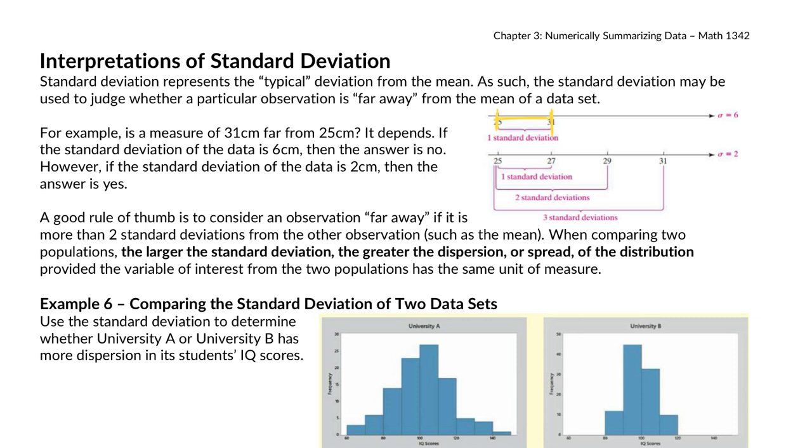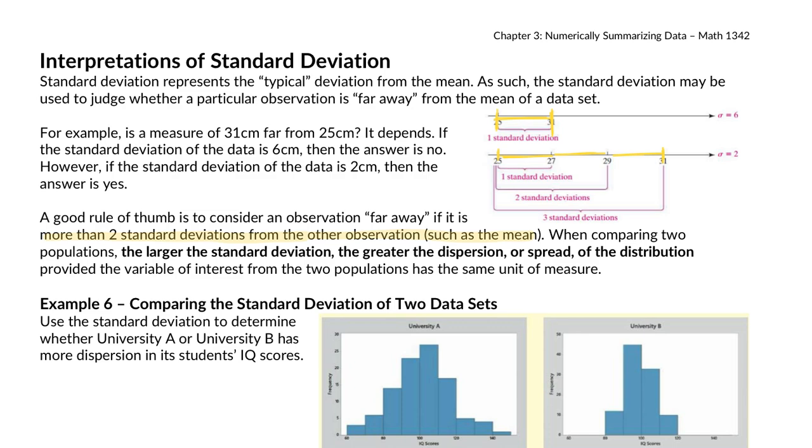However, if this is 25 and over here is 31, but our standard deviation is only 2, that means it took 1, 2, 3 standard deviations to get from 25 to 31. And so then the answer is yes. A good rule of thumb is that an observation is far away if it is more than 2 standard deviations from the other observations, such as the mean. And when comparing two populations, the larger the standard deviation, the greater the dispersion or spread of the distribution.